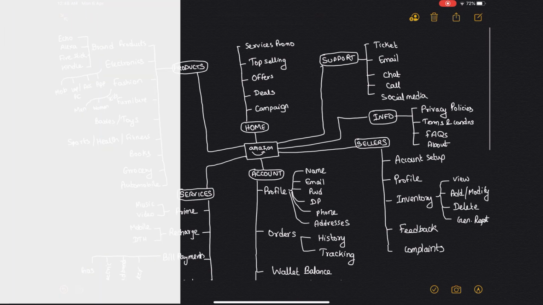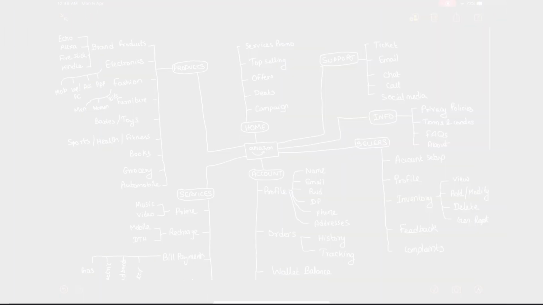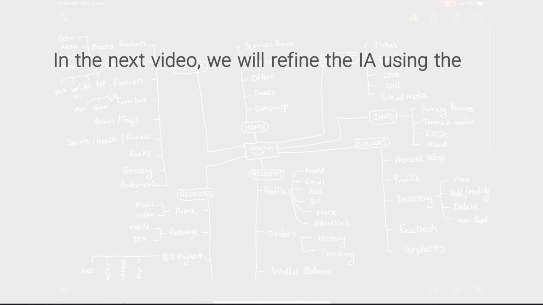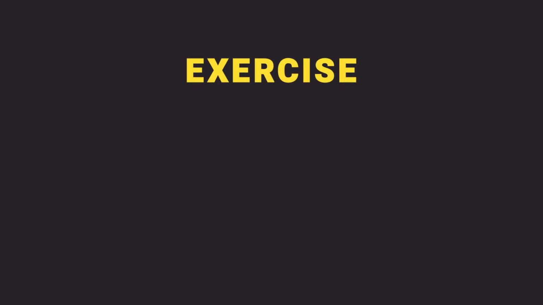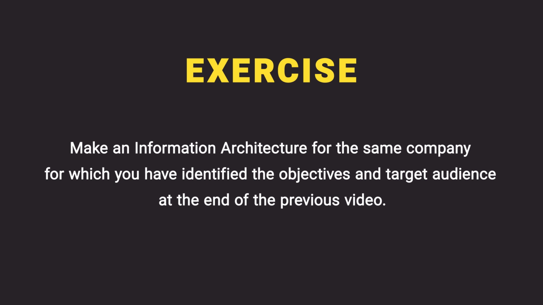Now that we have completed a rough copy of our information architecture, let us refine it in the next video by using the 4 IA system components that we learnt in the beginning of this video. For your exercise, for the same company for which you identified the website's objectives and target audience in the previous video's task, try making an information architecture for them. Don't worry if it isn't really up to the mark. This is only your first attempt at making one, and we have all been there.